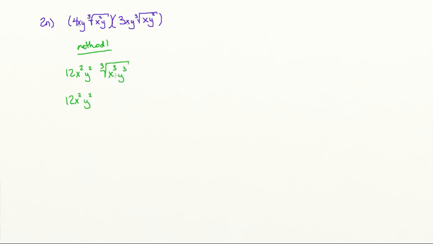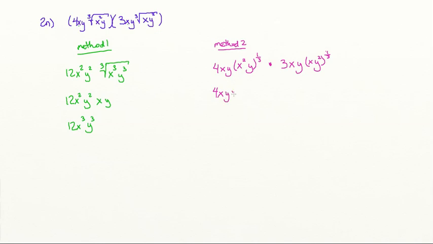Cubed root of x cubed is x. Cubed root of y cubed is y. I'm just going to put these together. Method 2, I'm going to be using fractional exponents. So let's distribute those fractions first. So x, 2 times 1/3 is 2/3. Remember there's a 1 with my y, so 1 times 1/3 is 1/3. Same with this x, so it'll be x to the 1/3 and y to the 2/3.